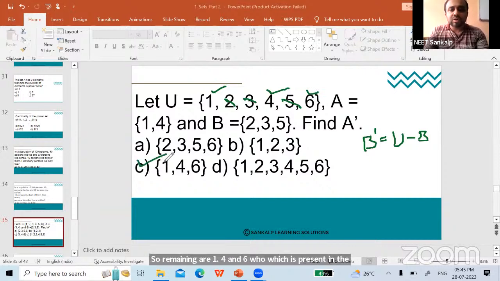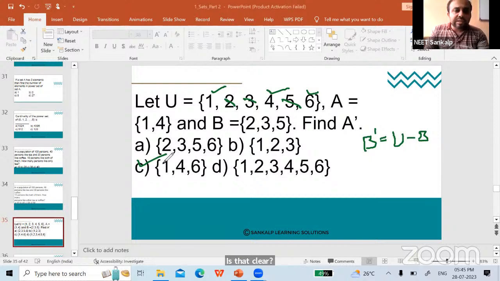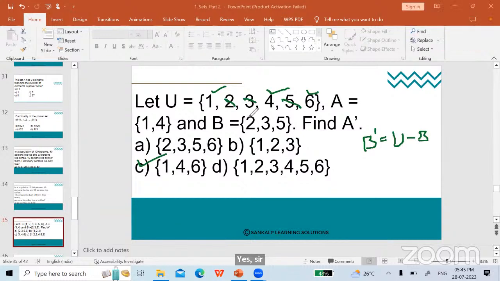Is that clear? It is not a question in the printed form. It is not asked there, but it is my question. Okay. It is B complement. Is that clear? You can take this screenshot also. Yes, sir. Okay. Shall we move on to the next? Okay. Now the next question.